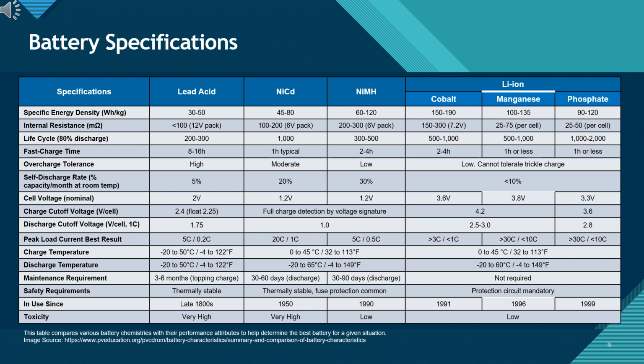And if you scan across categories, cycle life, charge time, maintenance needs, peak load current, you'll see why lithium-ion dominates today's markets. It delivers strong performance, low maintenance, fast charging, and long cycle life, especially compared to older systems. The table is dense, but the takeaway is simple: lithium-ion offers a superior balance of energy density, efficiency, and usability, which is why it has become the standard for EVs, portable electronics, and energy storage.